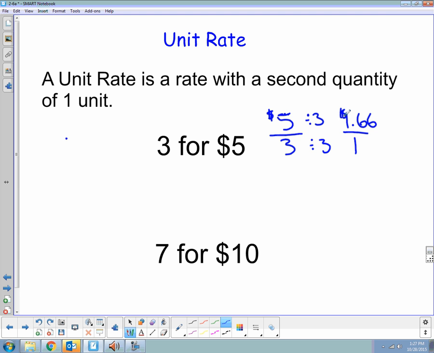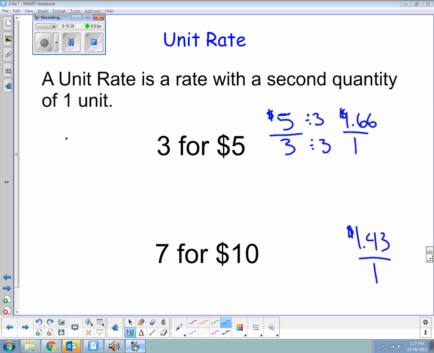I'm assuming you paused it. I'm assuming you tried it on your own. If we set this one up, and again, it's dollars, so I'm going to round to the nearest penny. We should have $1.43 for 1 unit, whatever we're talking about. If you didn't get that answer, click on the linked video. Okay, that's all I've got for this one, and good luck on the post question.